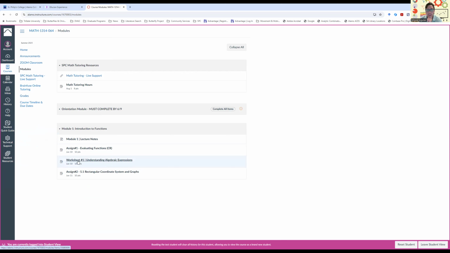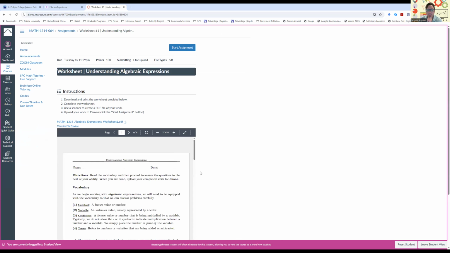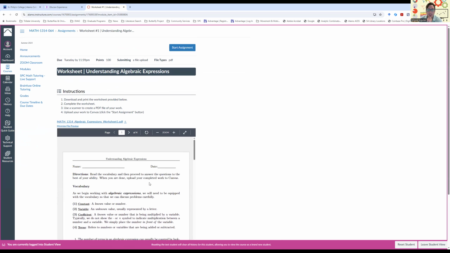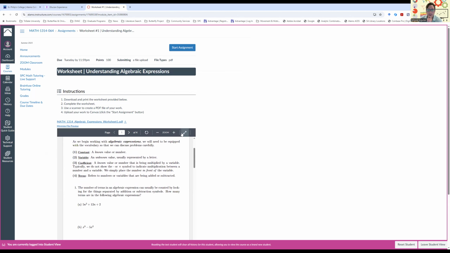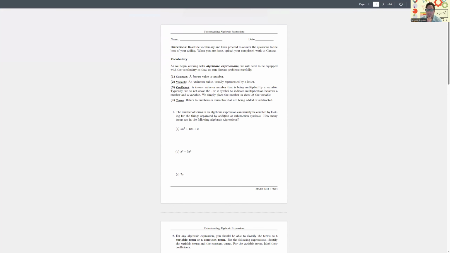Okay, so if you just click on worksheet number 1, you should see this worksheet pop up here. Okay, like I said, if you don't have a printer, you can just blow up the worksheet so that you can follow along as we go through these problems. And then you can just hold on to that, file that away, because it's just going to reinforce the things that we just talked about, okay, and give us a little bit more practice, okay?